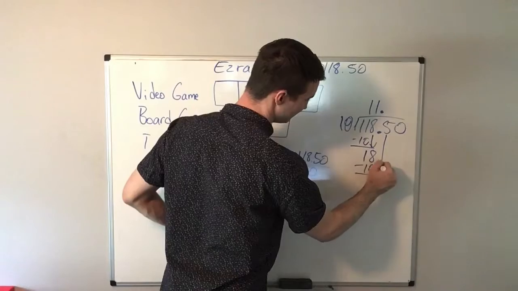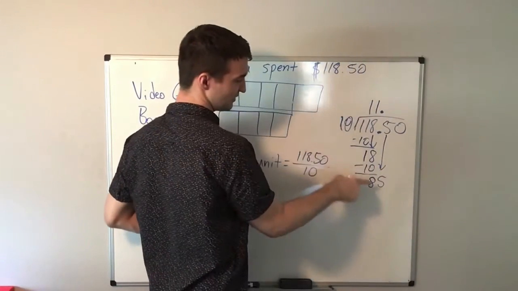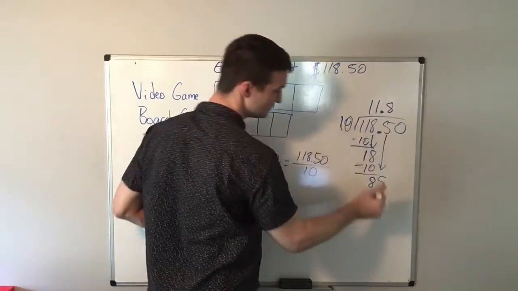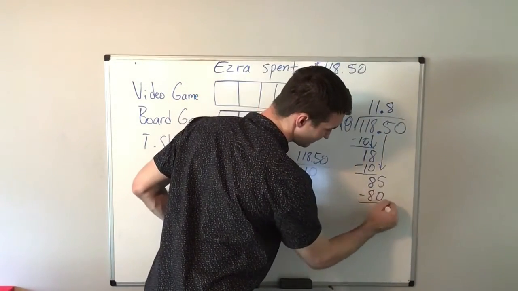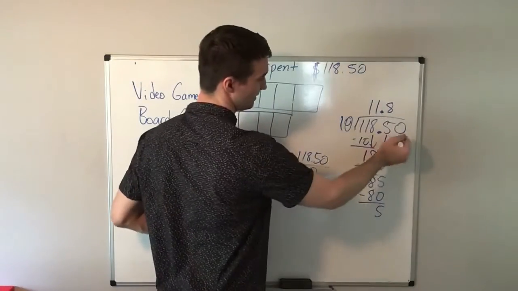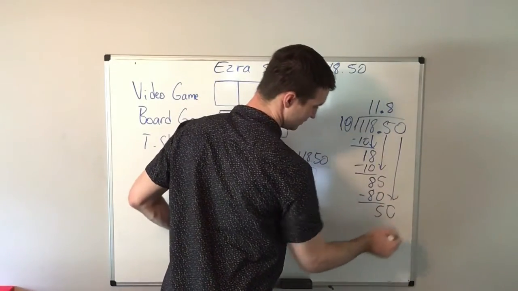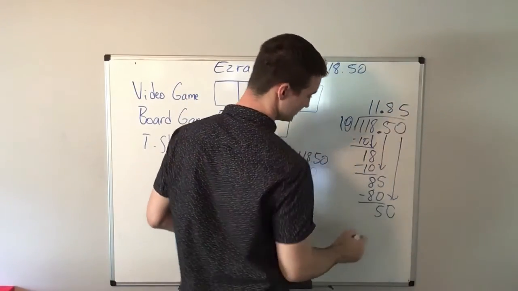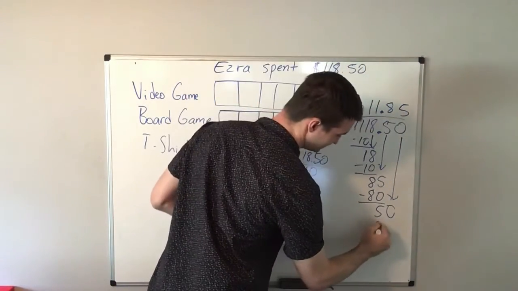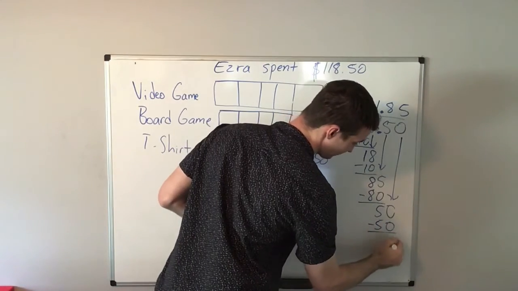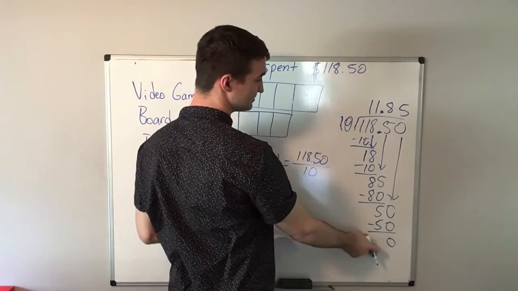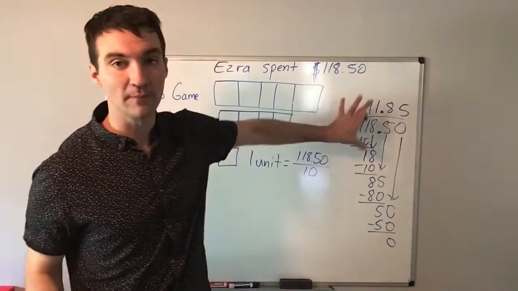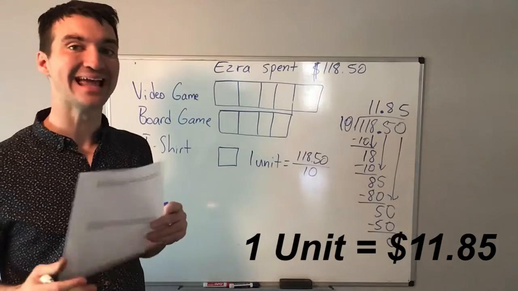Pull down my 5. 10, can it go into 85? 10 can go into 85. It goes in 8 times. So 8 times 10 is 80. Subtract, and I get 5. Then I pull down my 0. Okay, 10 into 50 goes 5 times. So 10 times 5 is 50. And then when I subtract, I get a 0 there. So 1 unit, when I divide all this up, is $11.85.